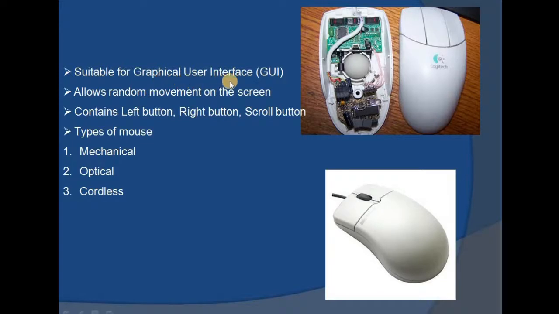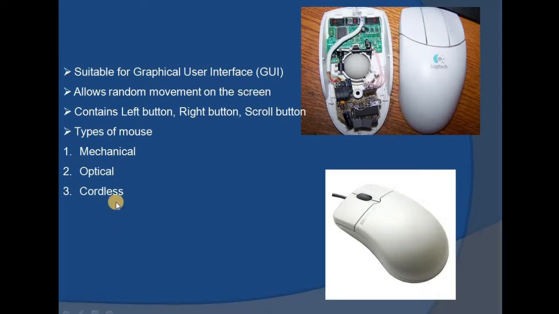So it is suitable for graphical user interface. Most of the time when we have icons or drop down menus, for all those things we use this mouse. We want to do all these operations with simple mouse clicks. This is the typical mouse that was originally designed almost 20-25 years back. We rarely get to see such a mouse these days. But to understand what it consists of, it basically allows for random movement on the screen.